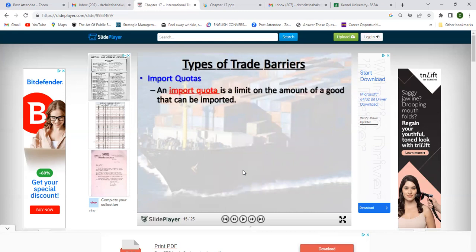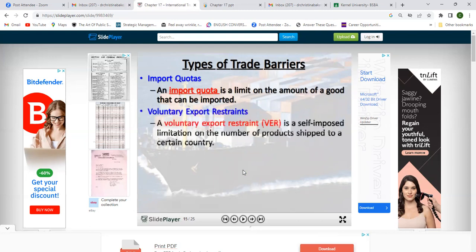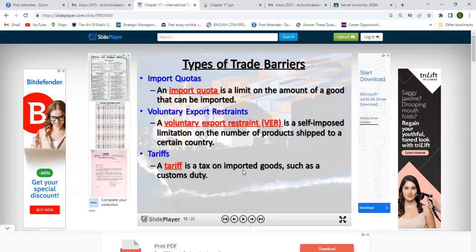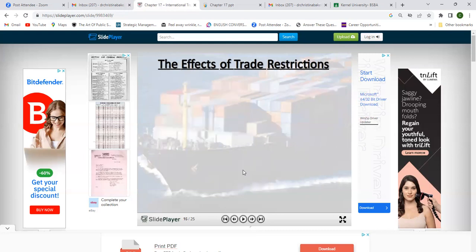We have import quotas. An import quota is a limit on the amount of a good that can be imported. Voluntary export restraints. A voluntary export restraint is a self-imposed limitation on the number of products shipped to a certain country. Tariffs. A tariff is a tax on imported goods, such as customs duty, high license fees, and health and safety regulations.